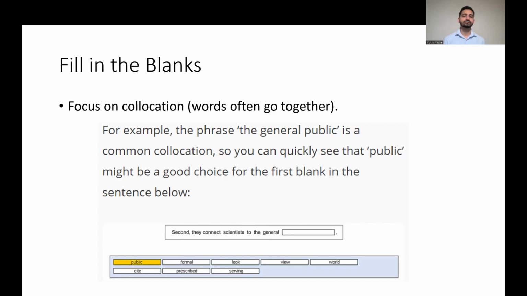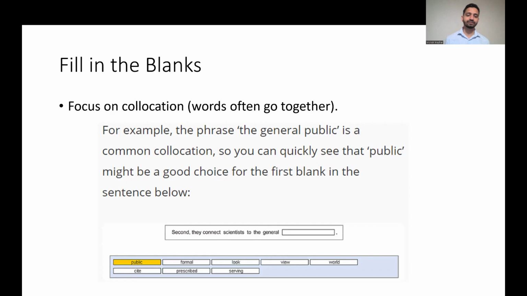So for example, the phrase general public, this is a collocation. You have the general and public. And again, you will have to think about your context here. So it's a common collocation. You can quickly see that public might be a good choice for the first blank in the sentence below. You think about it, and also think about the context.